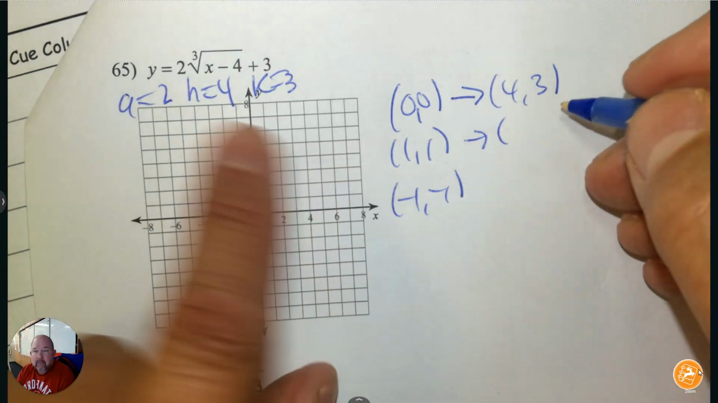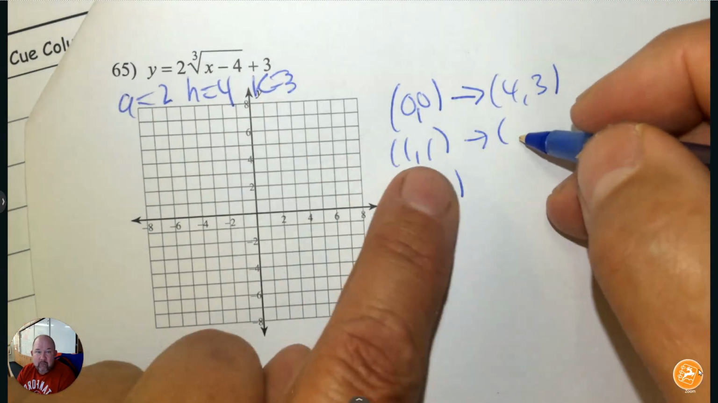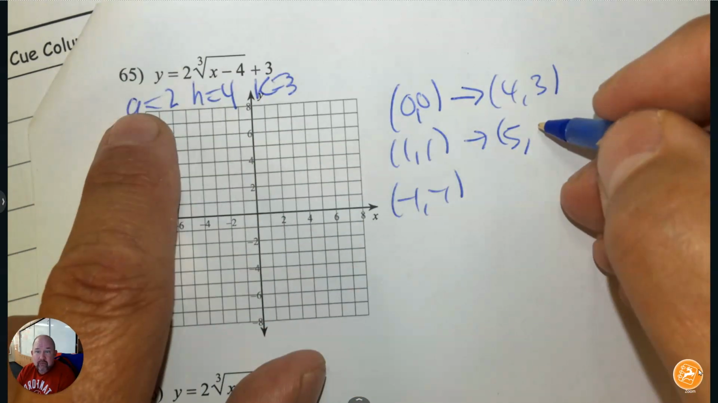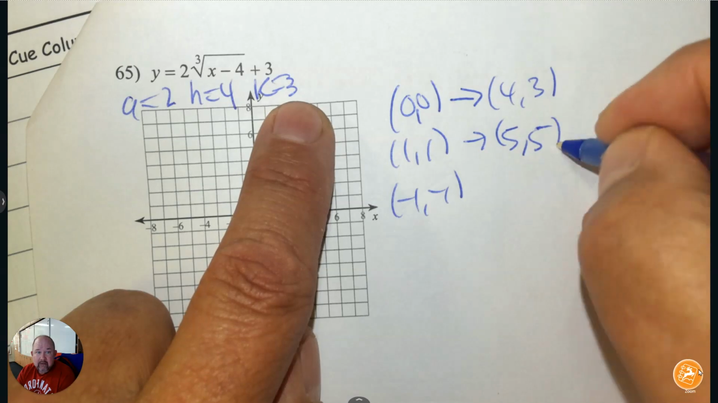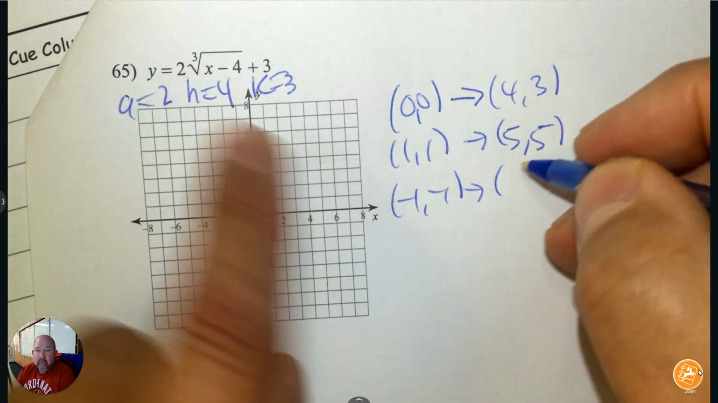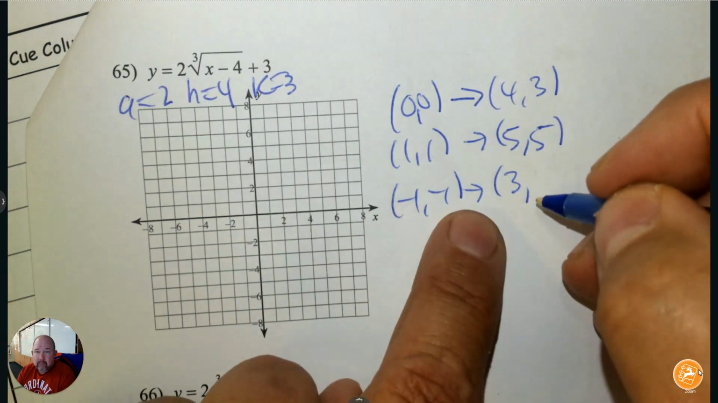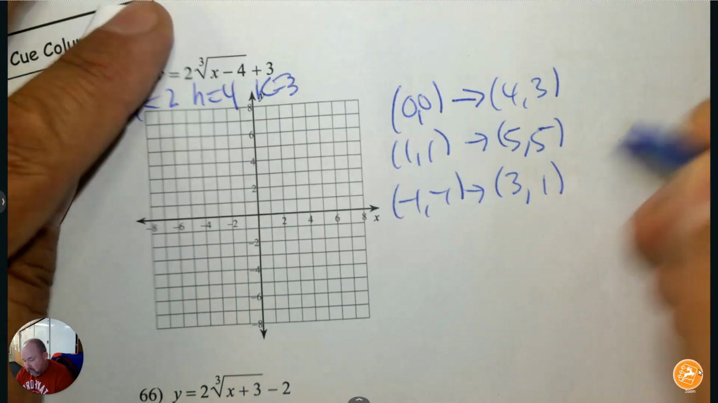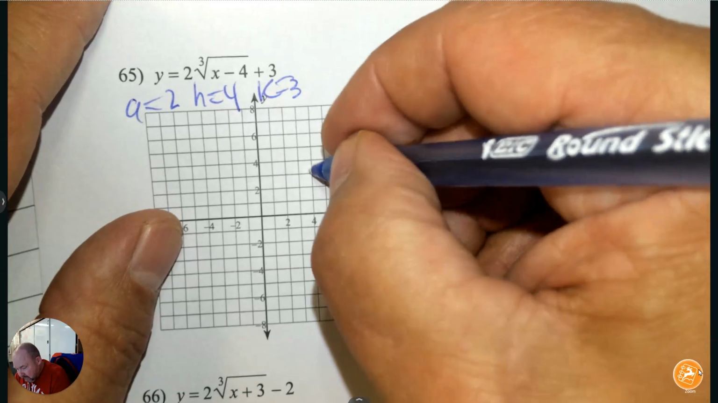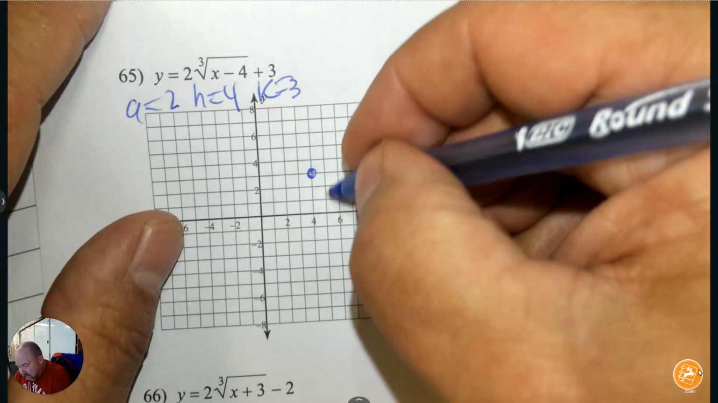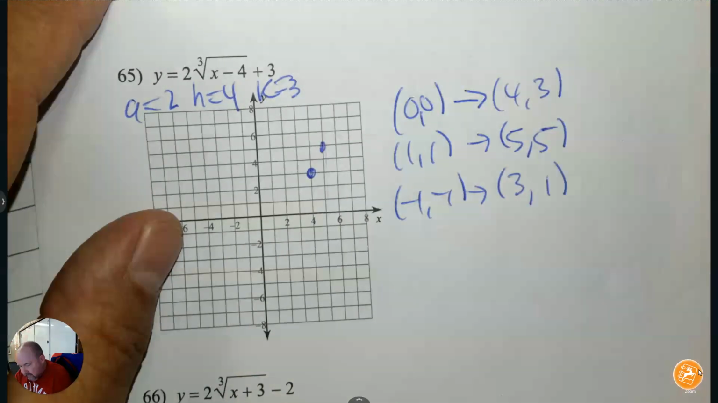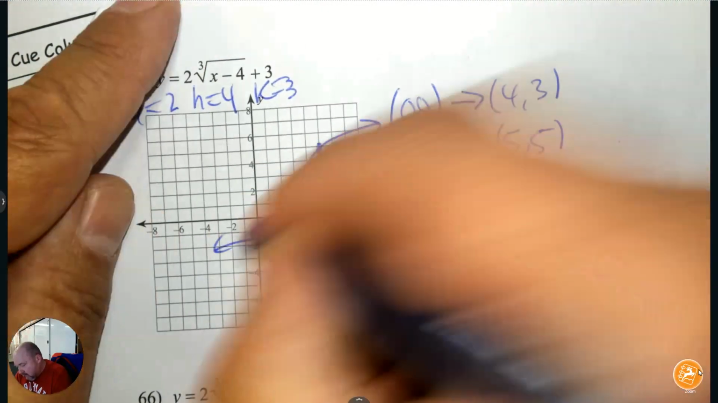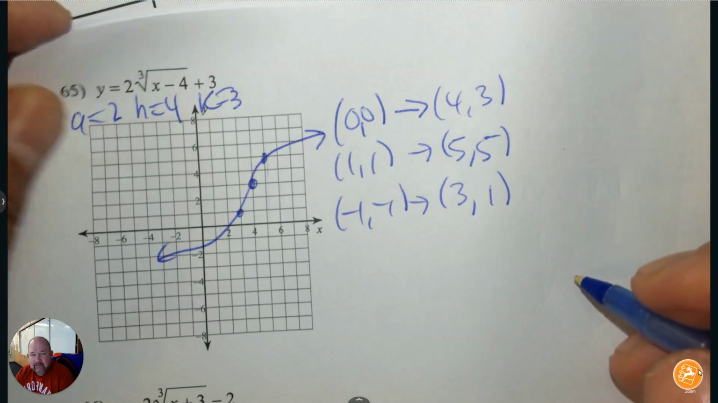The next one we're going to multiply and then add. So first of all, we're going to add 4. And then we're going to go 1 times 2, add 3. The next one, -1 plus 4. Then we're going to multiply. That's -2 plus 3 is 1. So we're going to put down 4, 3, 5, 5, and 3, 1. And it curves this way, and it curves that way. Looks kind of like an S.